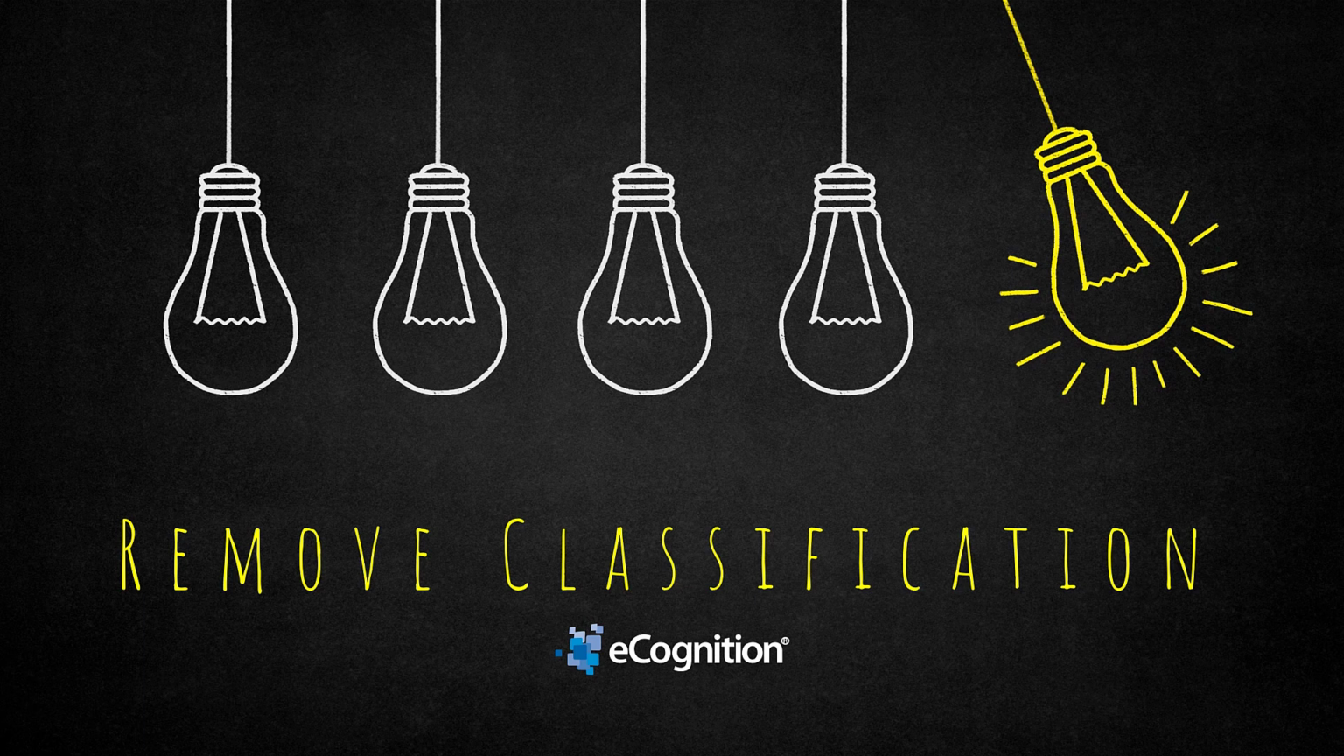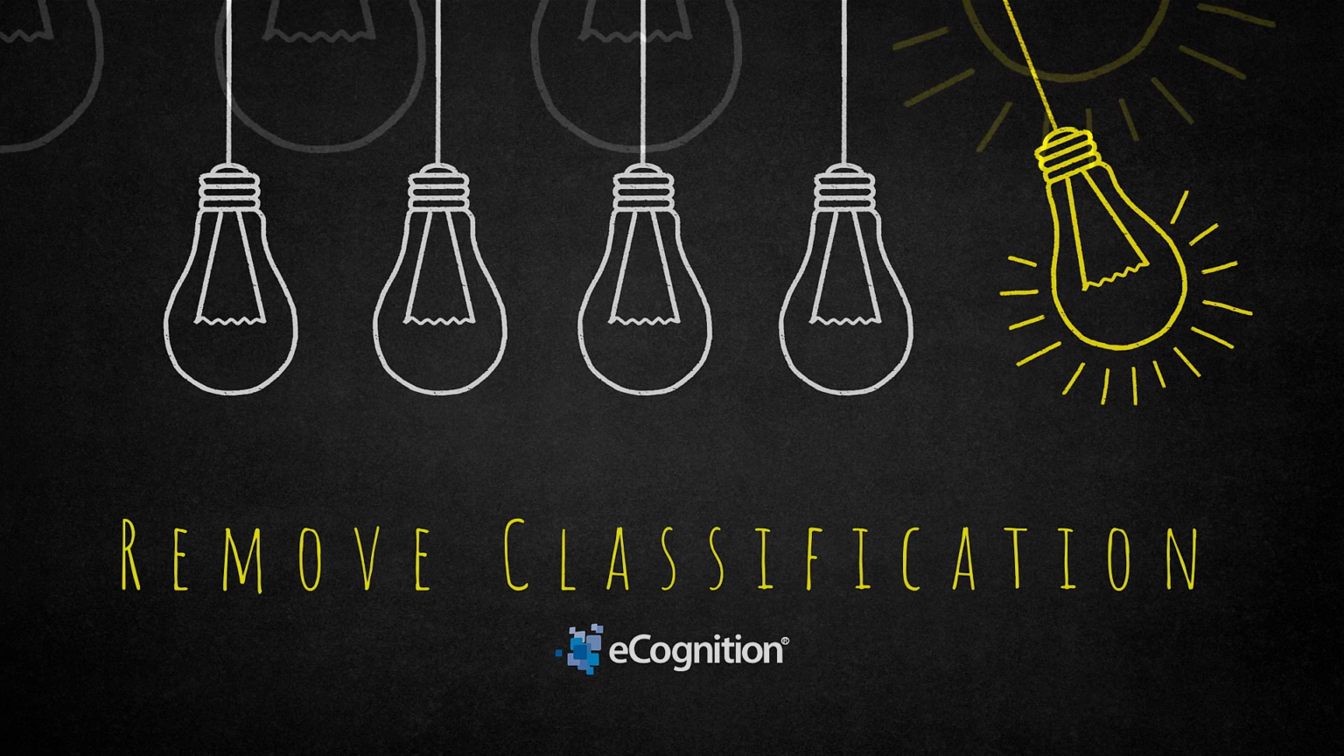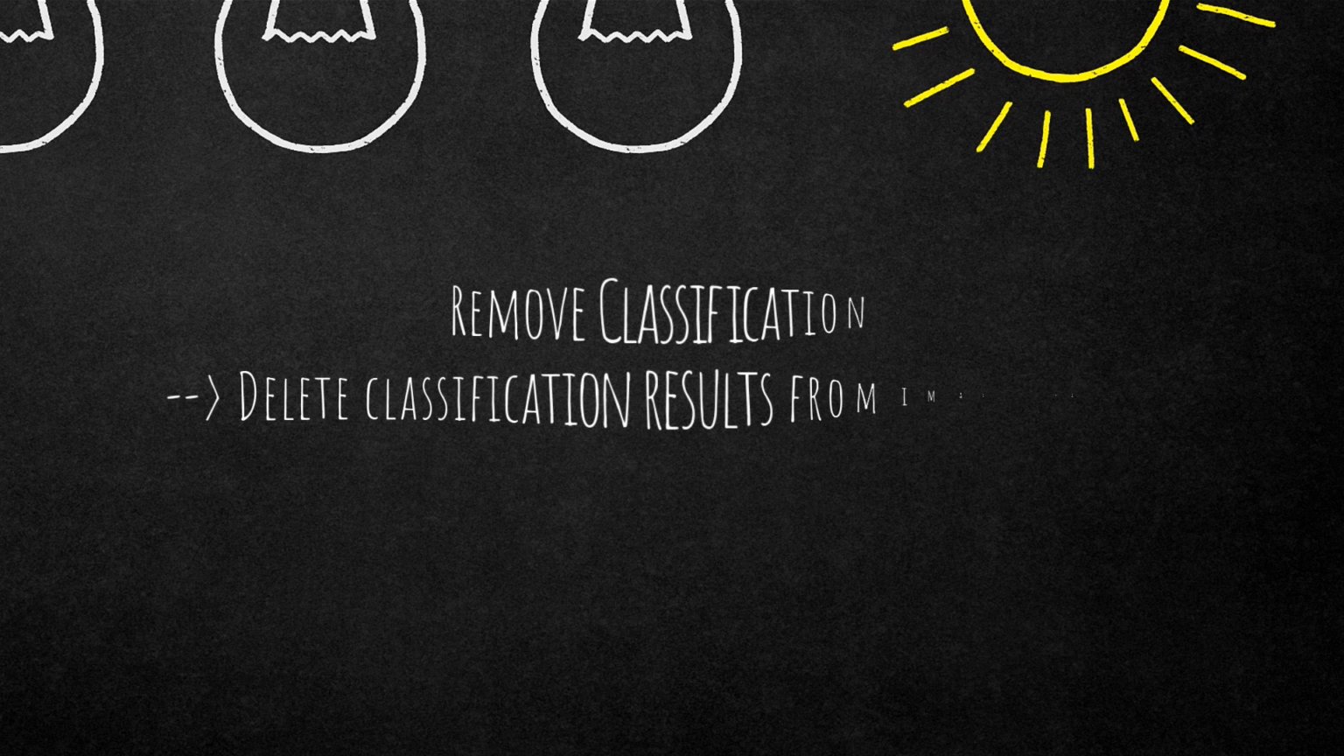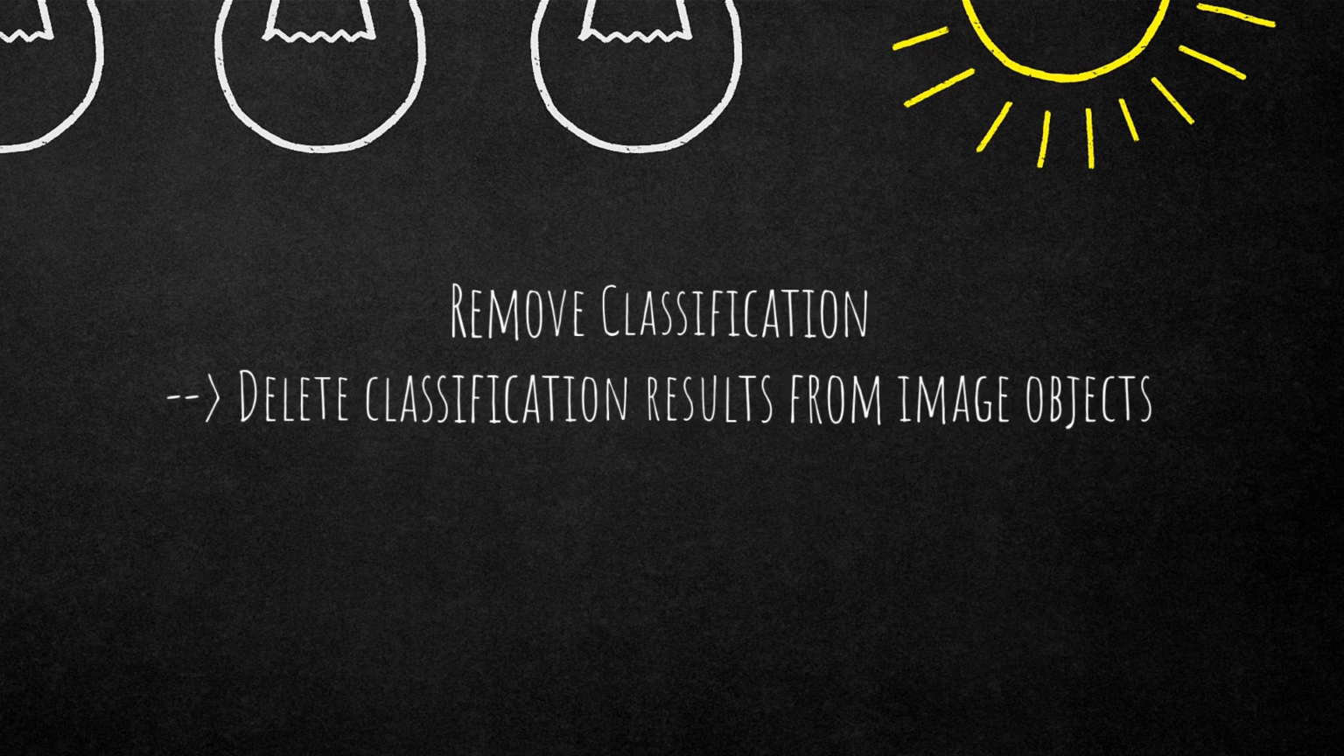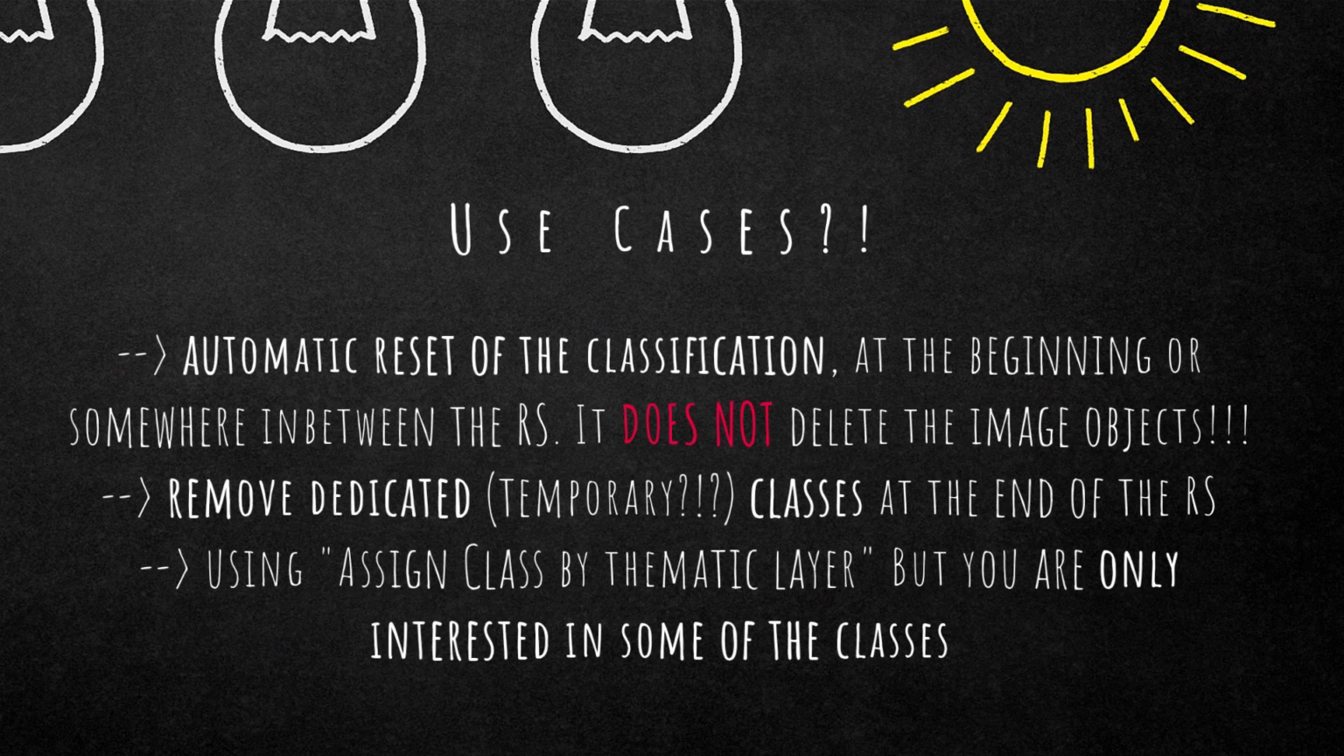We're going to have a look at remove classification, and this algorithm actually deletes classification results from an image object level. And more accurate would be the statement that it removes the classes from the domain. So you also can define different levels or different maps, and then it's going to remove classifications based on your domain settings. All right, what about some use cases?